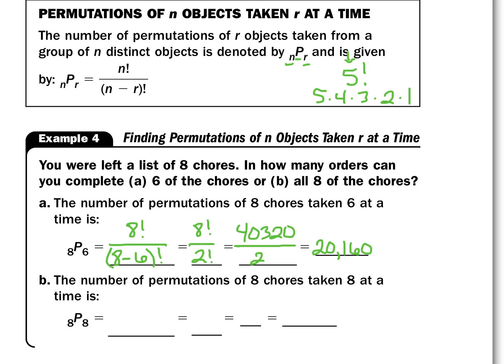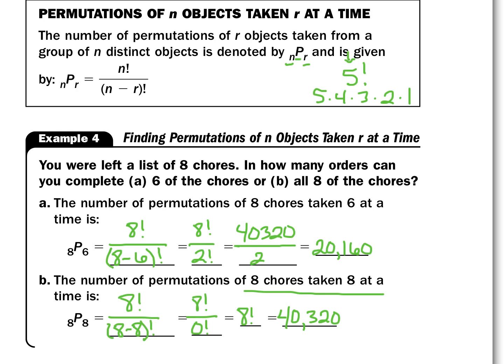Now B, the number of permutations of all 8 chores. If this time I do all 8 chores, that would be 8 factorial over 8 minus 8 factorial, which would be 8 factorial over 0 factorial. 0 factorial is one of those kind of odd ones. 0 factorial is just equal to 1. So that leaves us with 8 factorial divided by 1, which is just 8 factorial. And so we get 40,320.